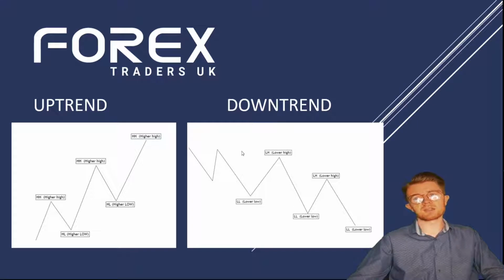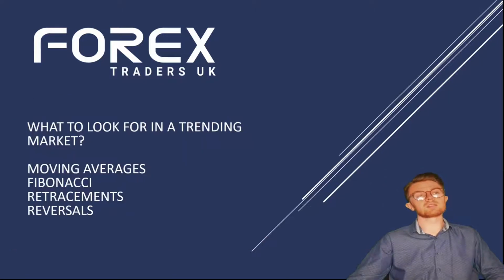On the flip side, we have a downtrend, so we can see this lower low because it's lower than the prior low, lower high, lower low, lower high, lower low. That allows the market to move down within the downtrend, and we want to be looking for sell trades. When we are looking at trending markets and trending directions, there are many things we need to look out for, such as moving averages, Fibonacci retracements, and also reversals. These are all things that contribute to trending markets and our ability to identify them when it comes to finding a trade setup around it.